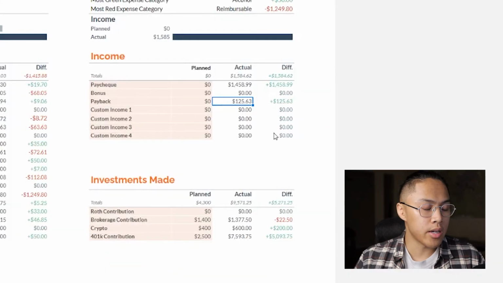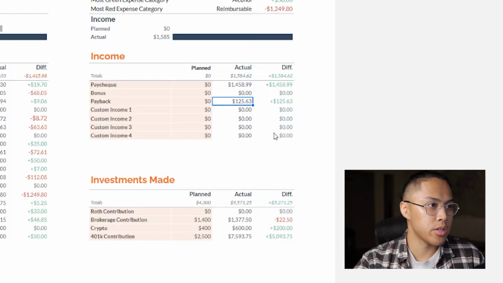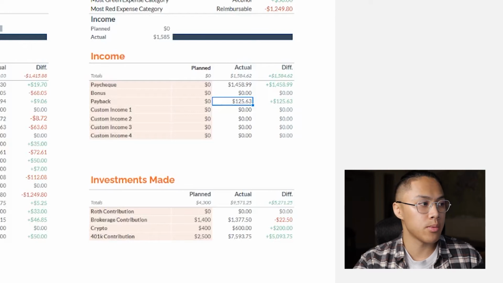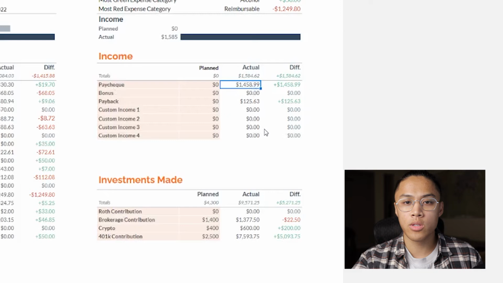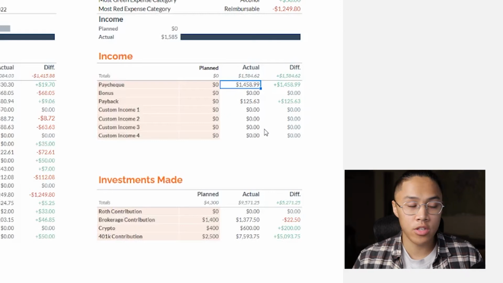Okay, so now we go to income. This should be a little bit more interesting than the expenses. So this $125 was paid back to me from my friends, which should cancel out some of the reimbursable that I have over there. So what's more interesting to talk about is my paycheck, which is $1,500.